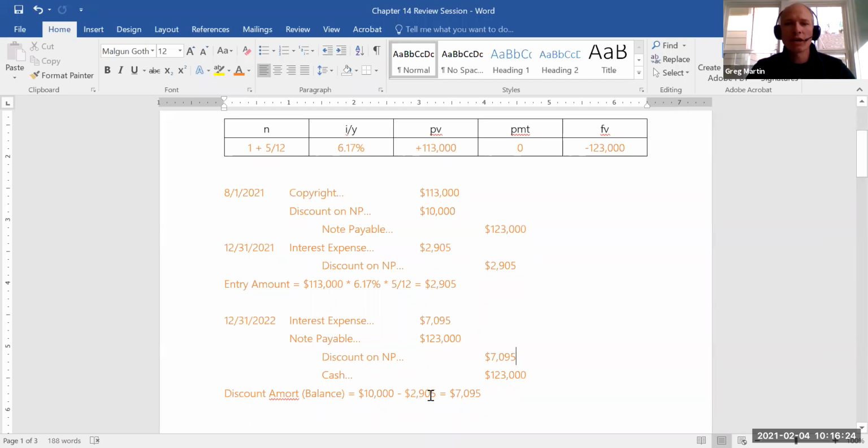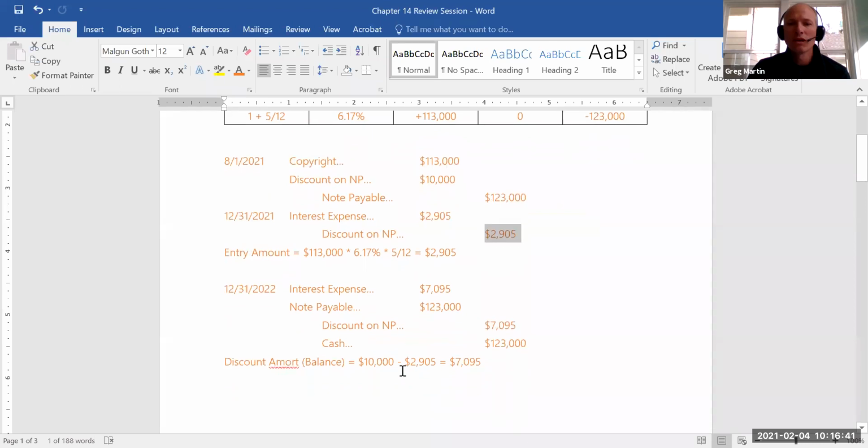So someone asked where that number came from? Again, the discount balance is $10,000. We know that over the life of this note, all of that needs to be amortized. We previously amortized 2,905, which means the remaining amount to be amortized must be the original balance minus what we previously amortized, and that gives us the amount of amortization for the remaining 12 months.